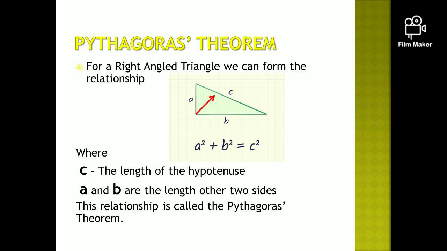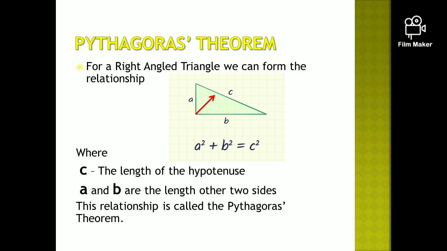In this triangle, initially we need to identify what the hypotenuse is. How do you identify the hypotenuse? It's very easy. The hypotenuse is the side opposite to the right angle. So if you draw an arrow from the right angle, you can identify the hypotenuse.